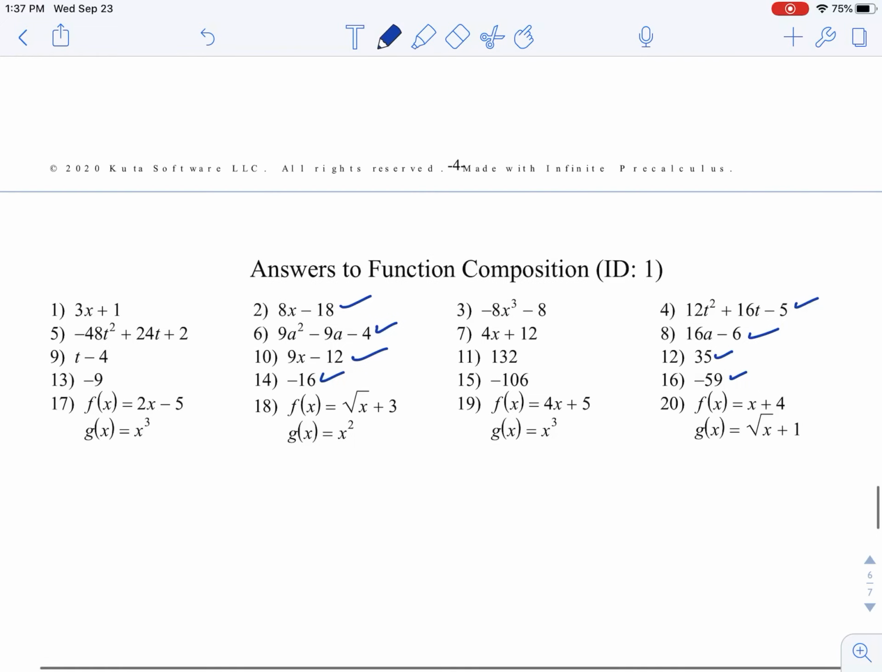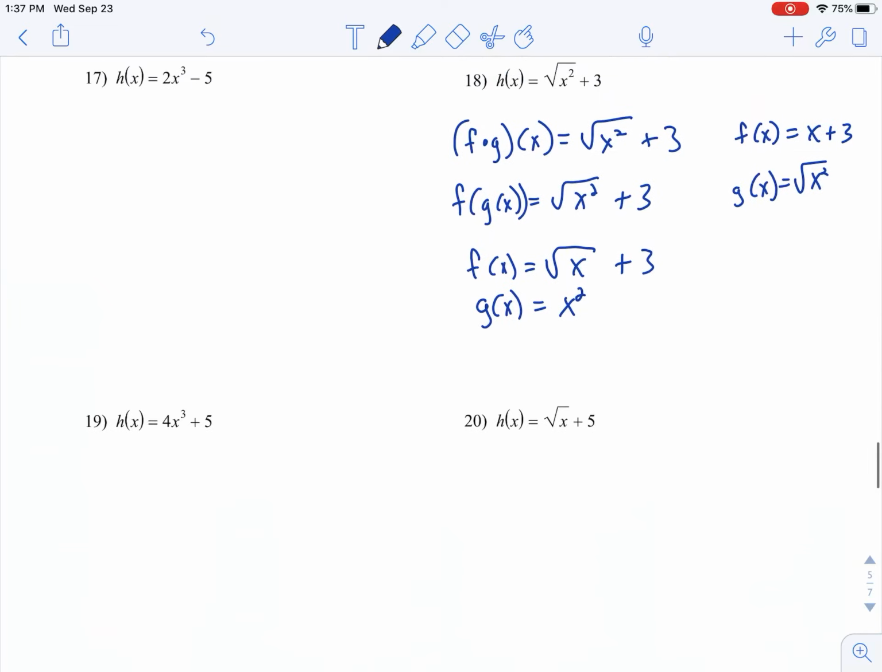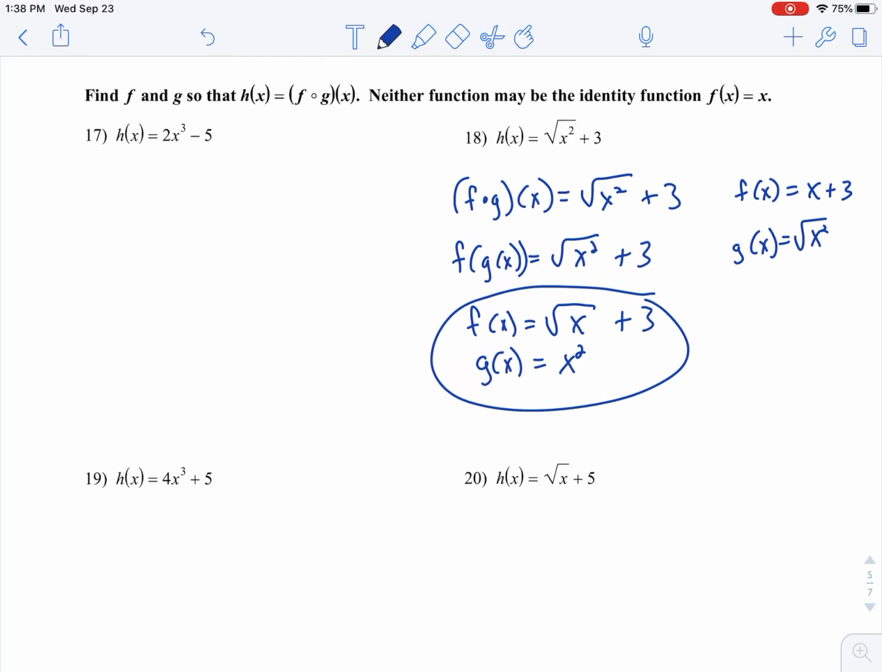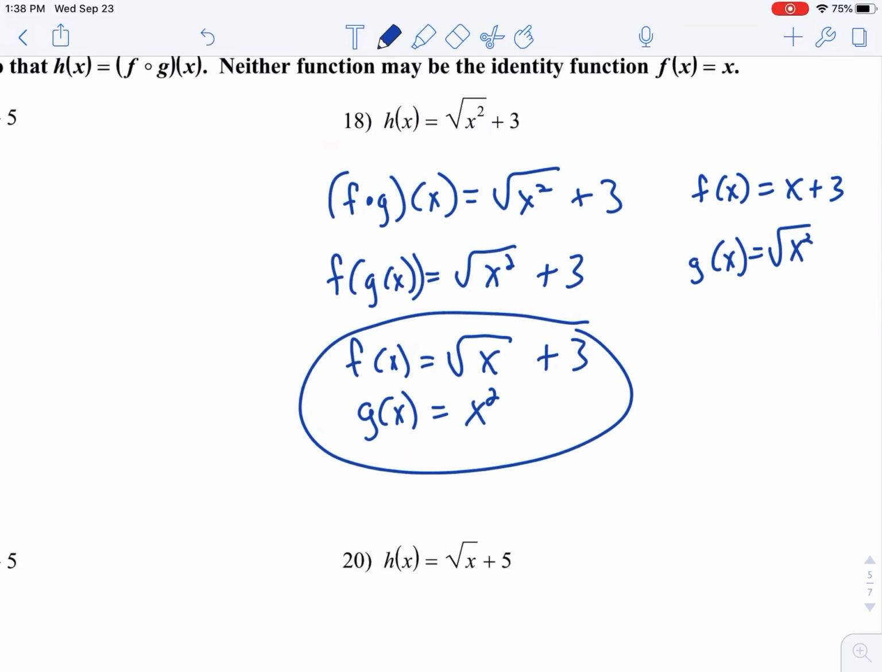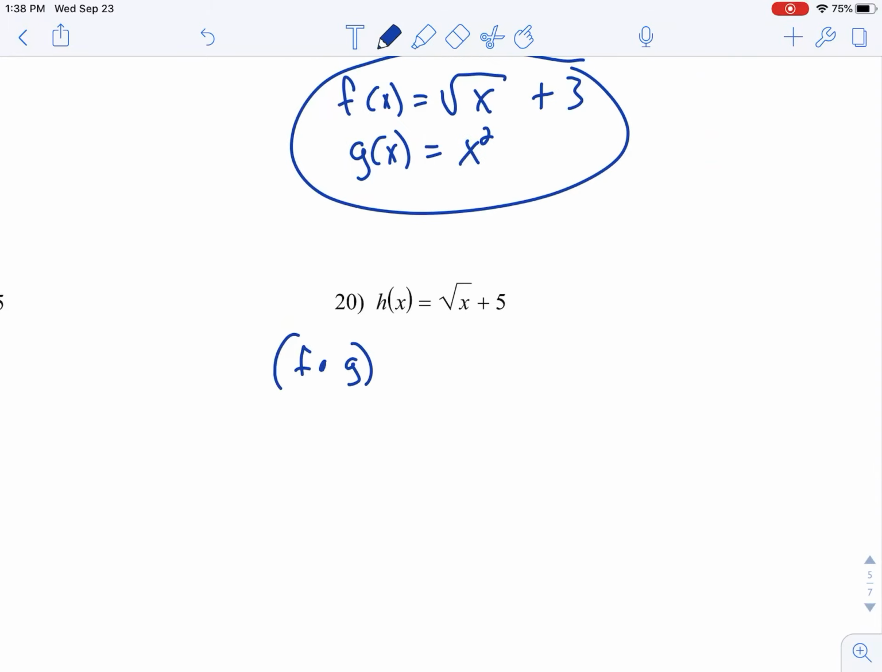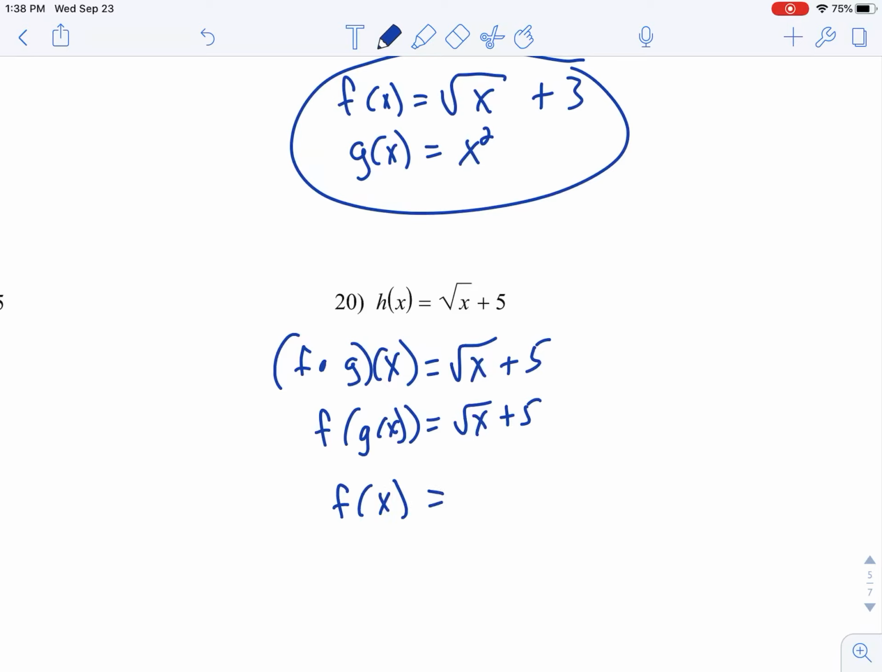So you might get it right and go to check yourself and you got a totally different answer. So number 18, yeah, that's what I got here. So number 20, well, rats. Not a lot of variety here. My number 20 is a lot like number 18. So f of g of x is supposed to equal this. What could f of x possibly be? And what could g of x be that when you plug it into here, you get that?